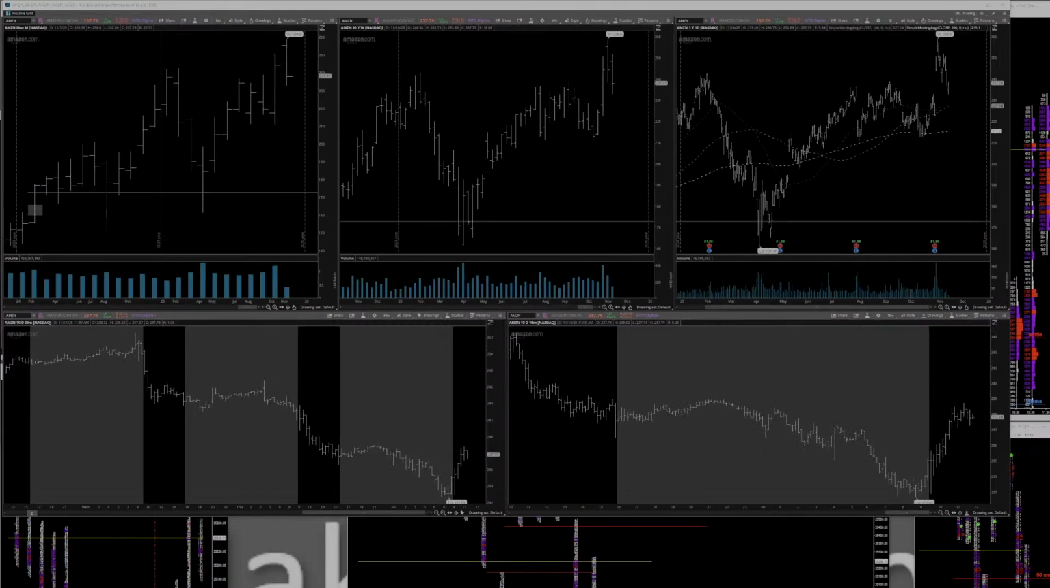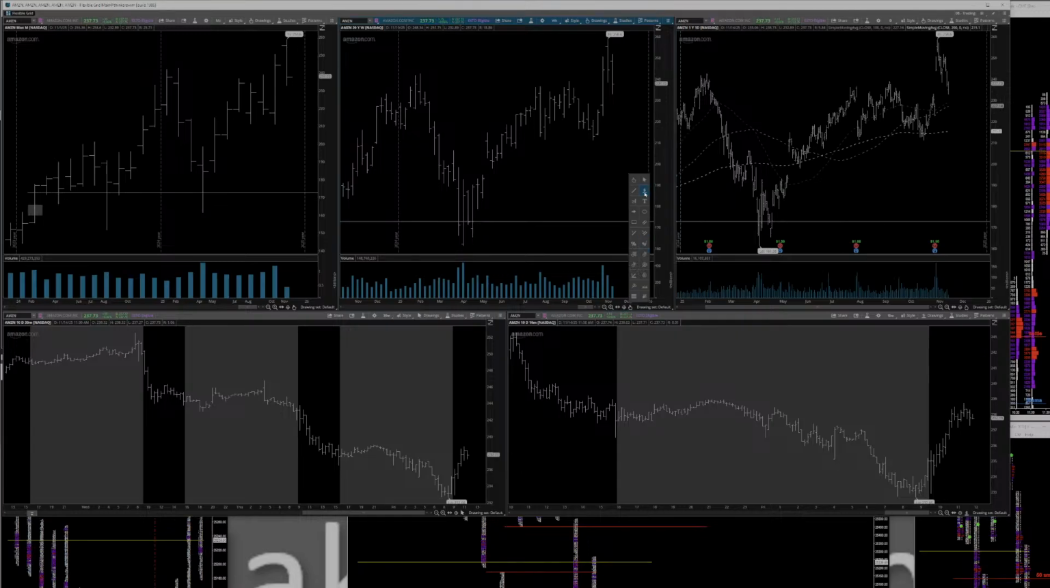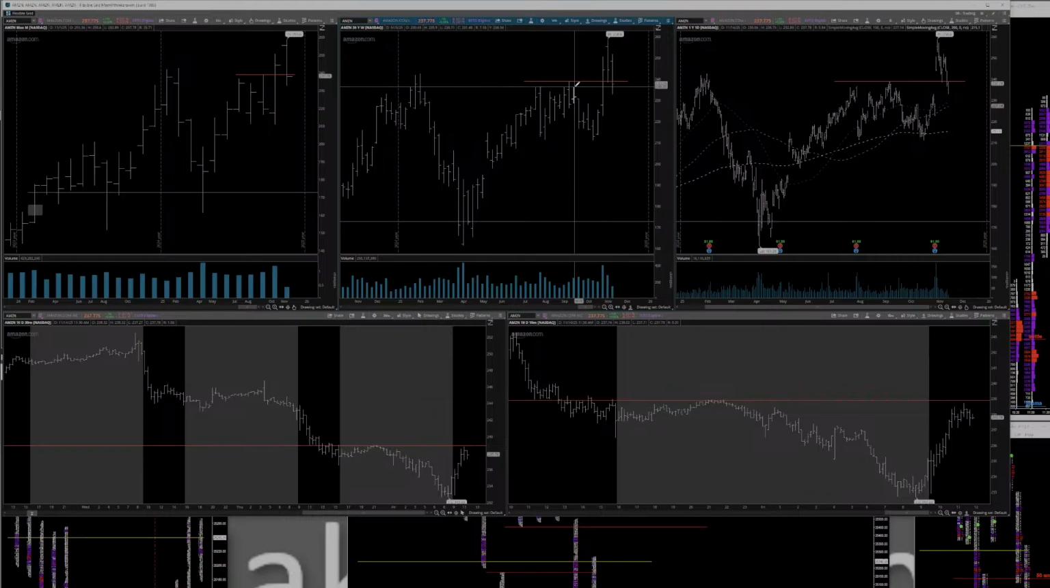Amazon. It's coming back into this four-month range. This white area can be support. 239 can be support or resistance in this case, right? You can see this market is paying attention to this one, not to this one here.